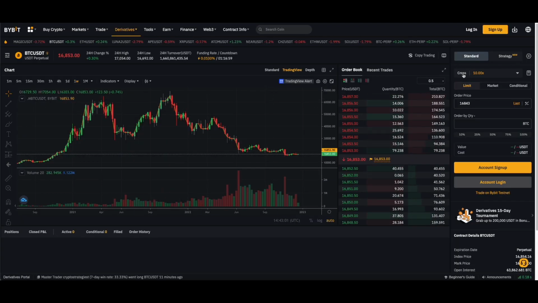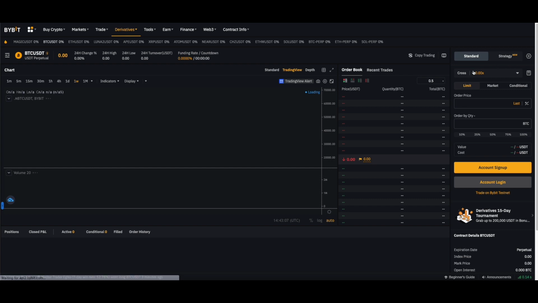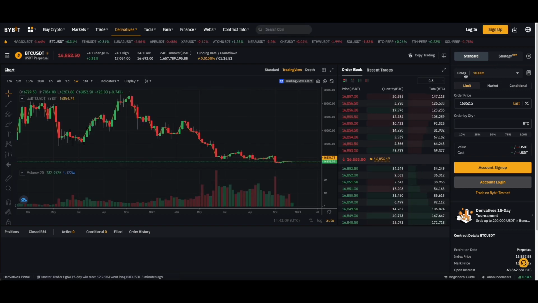A few tips that I would give is to not use cross while trading. So hold on, I'm not logged in right now, but I would not use cross to trade. So I would switch this from cross to isolated, because when you use cross, if your trade goes into the negative, you're risking all of your assets on your account, basically. But if you use isolated, you're only risking the amount you put into your trade.